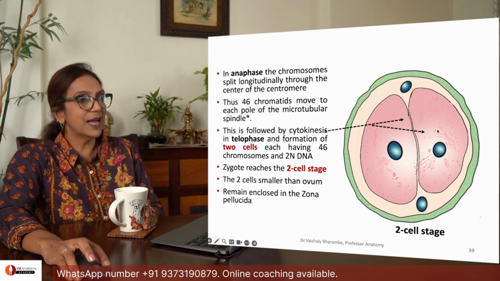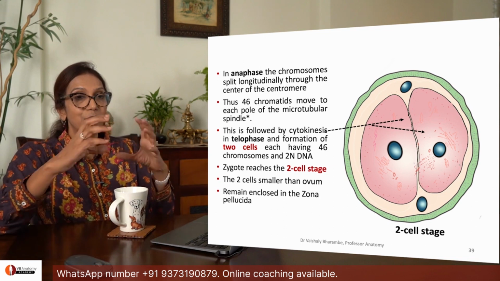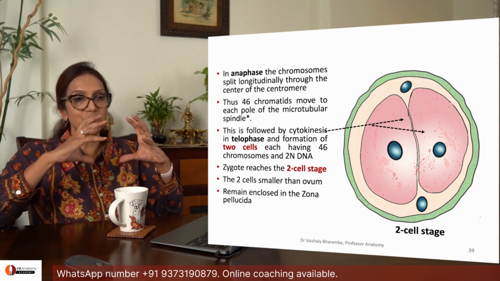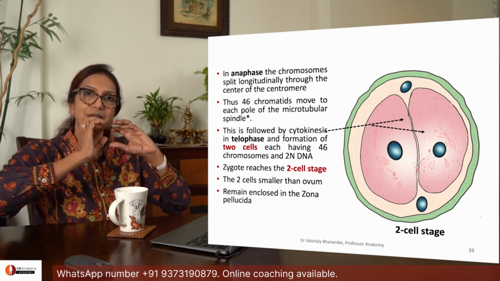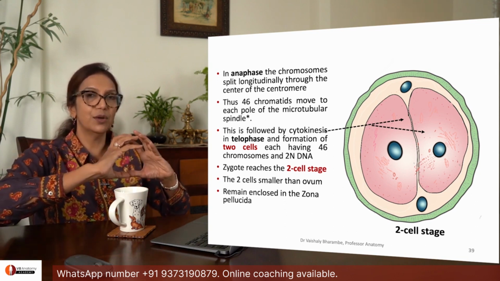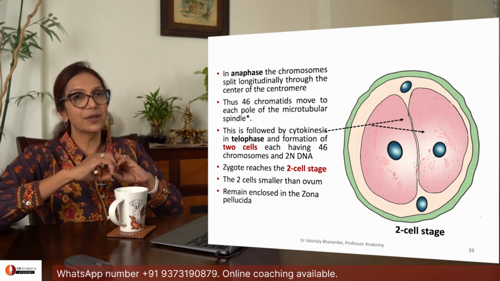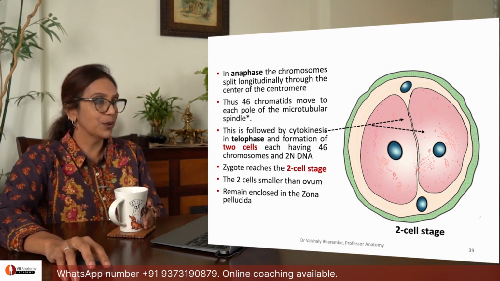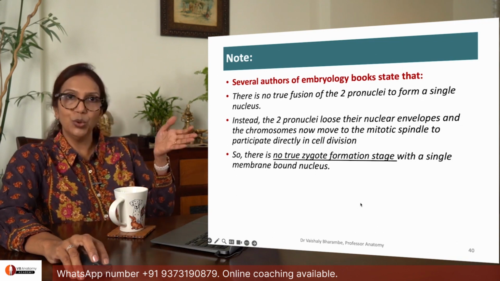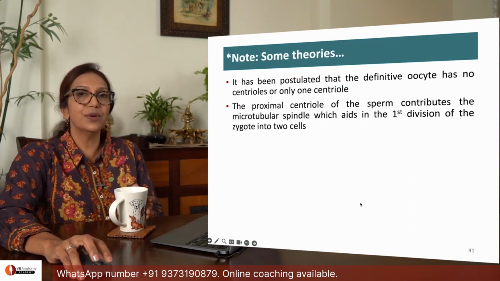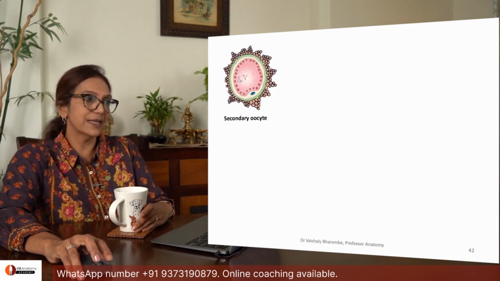You can see that both the cells are smaller than the parent cell. Why? Because it is still enclosed in the zona pellucida, which is not going to expand. So in that space, division means reduction in size of the cell. The ovum or the definitive oocyte was larger and the daughter cells are smaller, enclosed within the zona pellucida. There are some notes that I have put in here. I need you to read them, but I will not discuss them. Feel free to call me in case you want to discuss this.